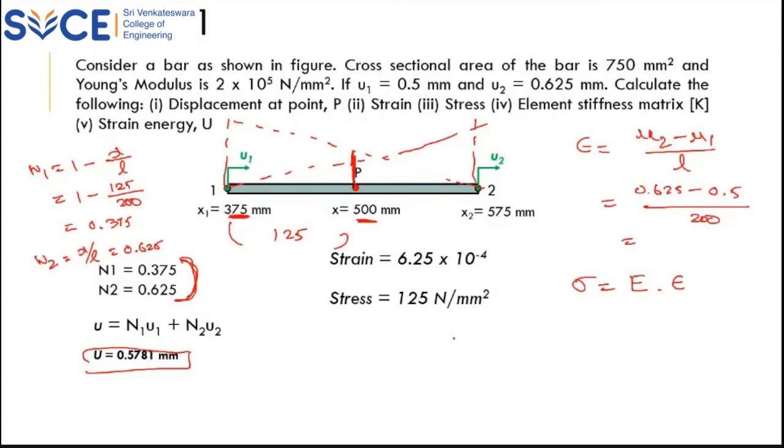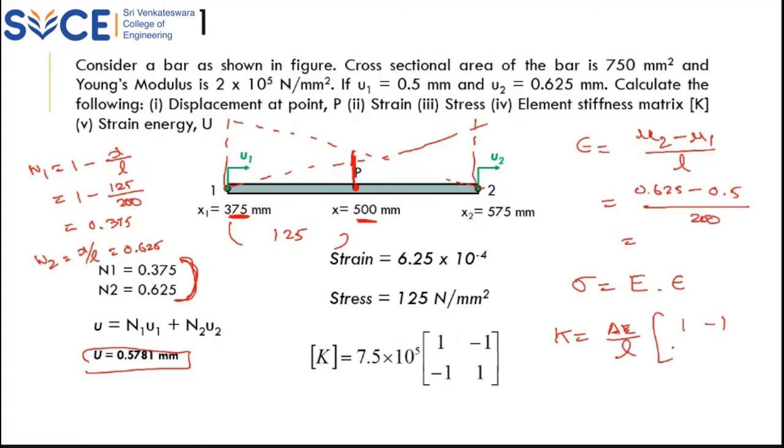Next, stiffness matrix. What is the formula? K is AE by L times the matrix [1 -1; -1 1]. A you know, which is 750. E you know, which is 2 into 10 power 5. What is L? L is 200. Substitute it, you will get 7.5 into 10 power 5, right? Into [1 -1; -1 1]. That is my K.